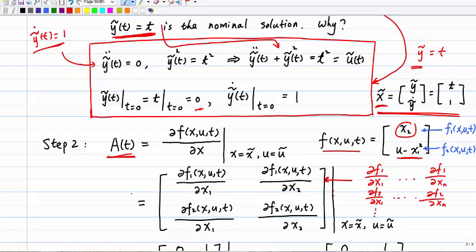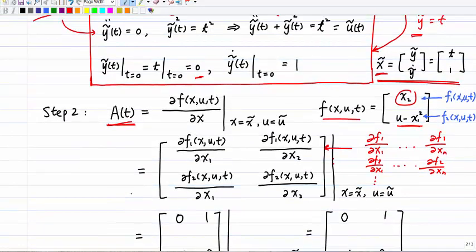Here I have only two functions, and of course only two states, x1 and x2. So the first row is partial f1 over partial x1, and partial f1 over partial x2. The second row will be partial f2 over partial x1, and partial f2 over partial x2. Of course, don't forget to evaluate all four entries of the matrix at x equal to x tilde and u equal to u tilde.